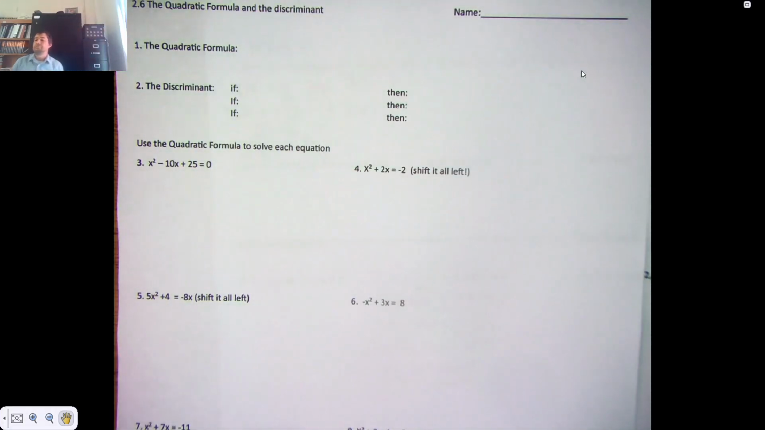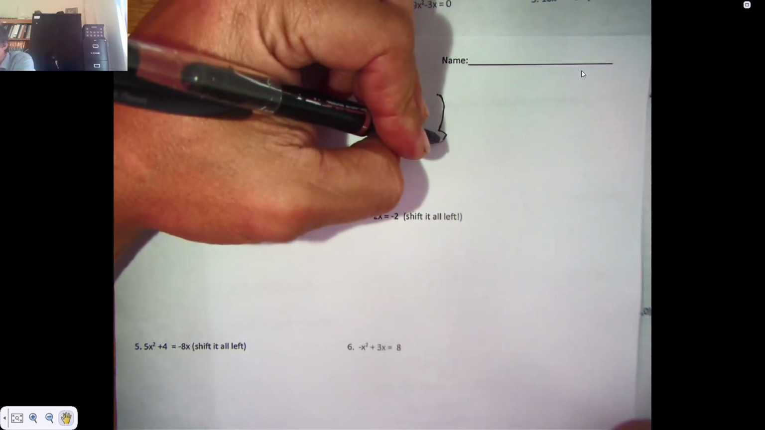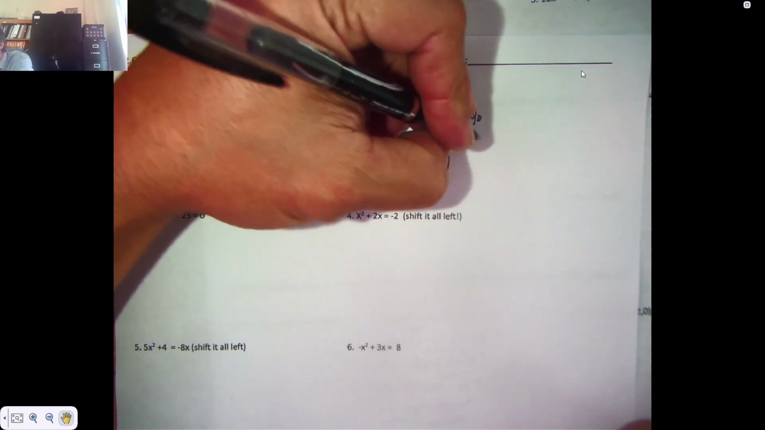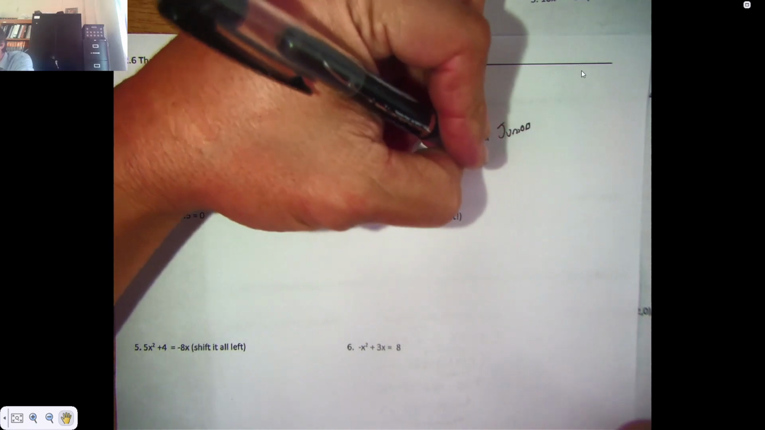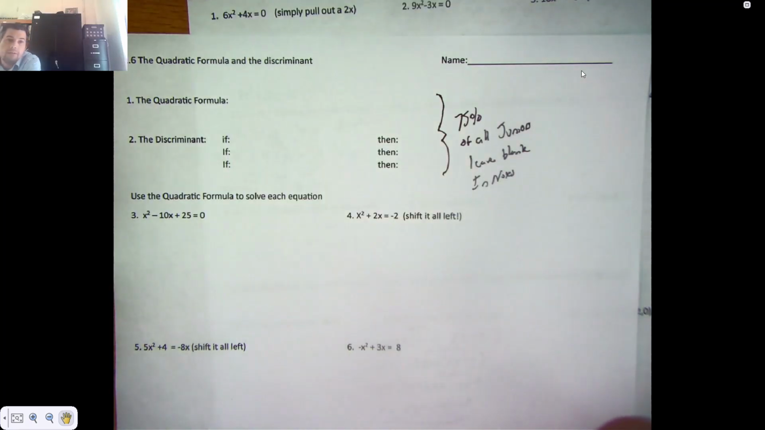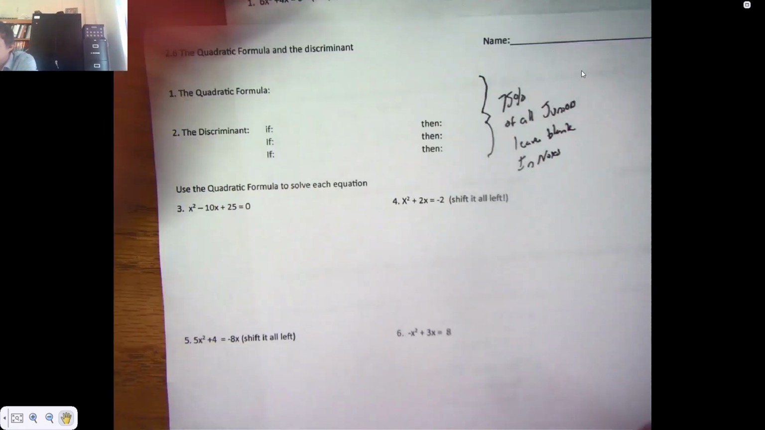I bet 75% of all juniors leave this blank. It's in the notes. I don't know what to tell y'all. Anyways, on to the quadratic formula.